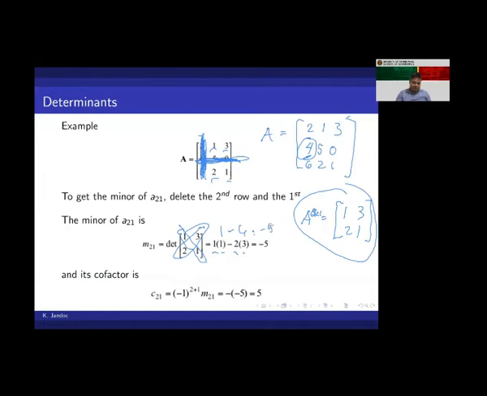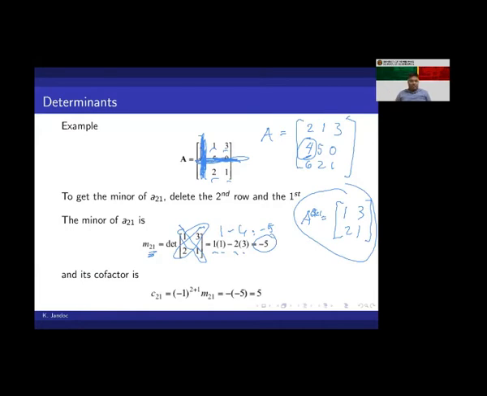So this is the minor associated with entry 2, 1. Bear in mind that the minor depends on which row and column you delete. In this case, we have deleted the second row and first column, because we want to find the minor associated with the entry A21, which is M21. So we found the minor.